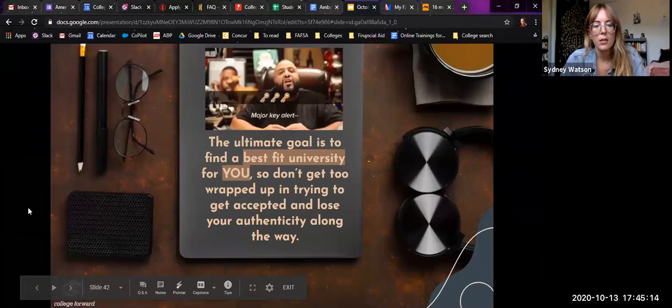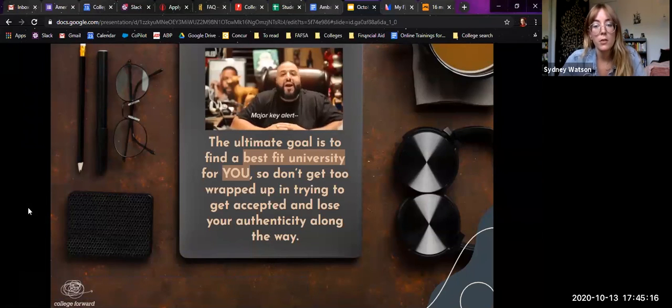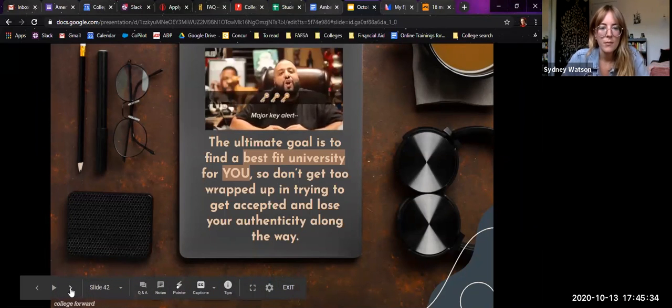And lastly, the ultimate goal is to find a best fit university for you. So we encourage you not to get too wrapped up in trying to get accepted and lose your authenticity along the way. The most important thing is to be yourself, and you'll end up at the university that you were meant to be at. Yeah, that's our little key alert, major key alert.